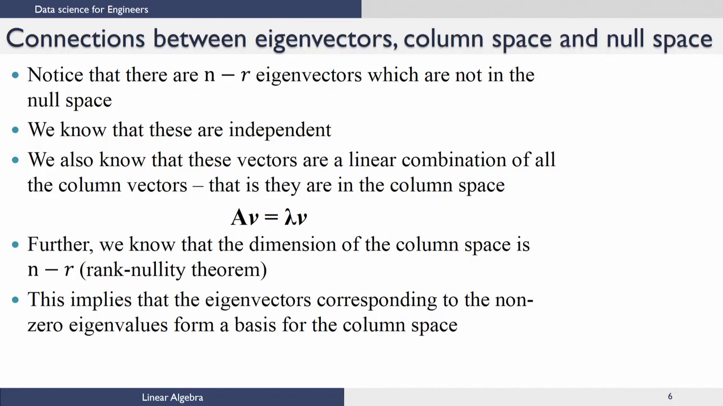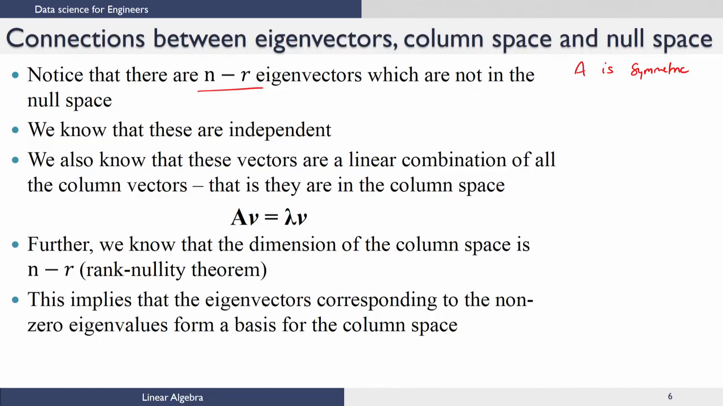First, notice that the n minus r eigenvectors that we talked about in the last slide, the ones that are not eigenvectors corresponding to lambda equal to 0, cannot be in the null space, because lambda is a number which is different from 0. So, these n minus r eigenvectors cannot be in the null space of the matrix A. Let me write again, we are discussing all of this for symmetric matrices.